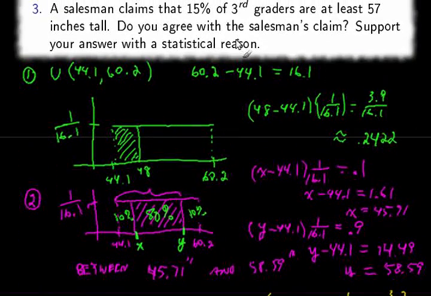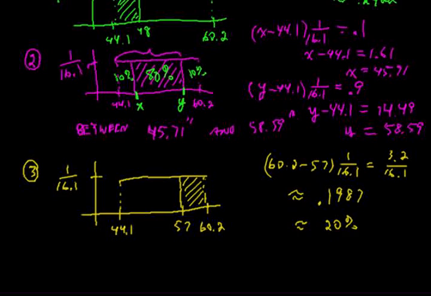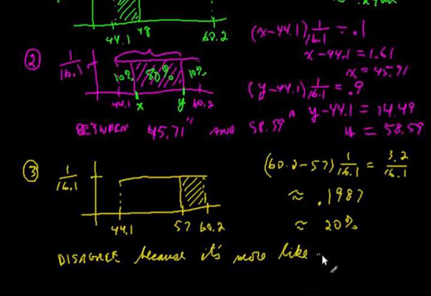Let's see what the salesman said. The salesman said 15% of third graders are at least 57 inches tall. Well, it's actually closer to 20%. So I would disagree, because it's more like 20%. More than 15%.